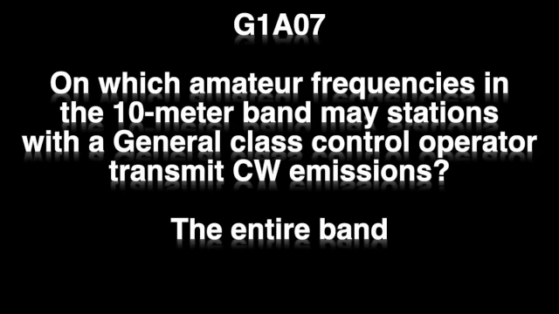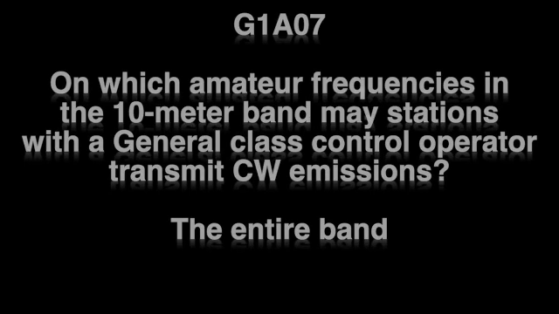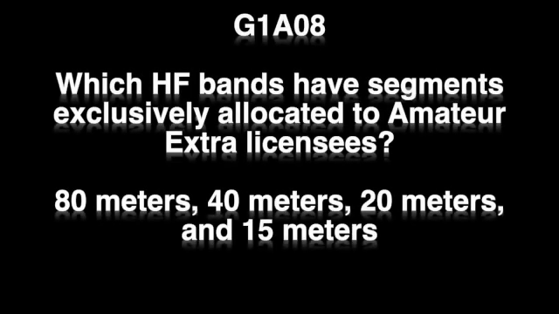G1A07. On which amateur frequencies in the 10-meter band may stations with a general class control operator transmit CW emissions? The entire band. G1A08. Which HF bands have segments exclusively allocated to amateur extra licensees? 80 meters, 40 meters, 20 meters, and 15 meters.